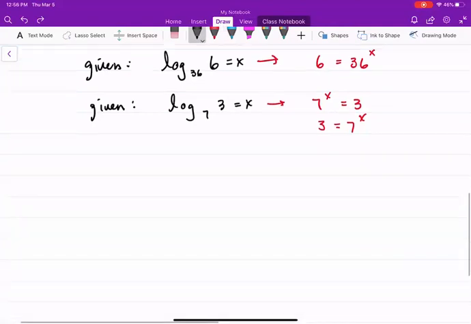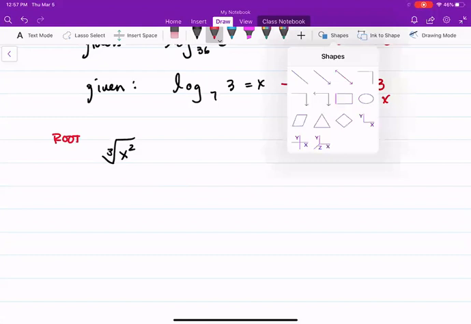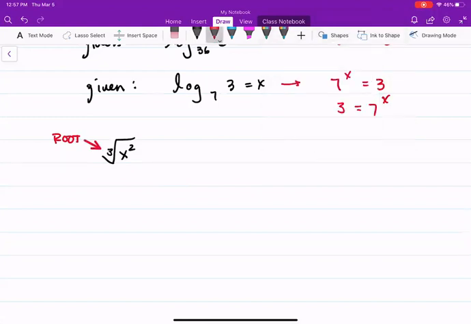So one of the things I said was, okay, if I had, how do I do it? Let's do it this way. Let's say it's the cube root of x squared. Okay, the 3 is known as the root, and the 2 is known as the power. Right?